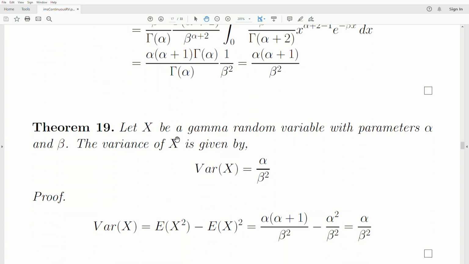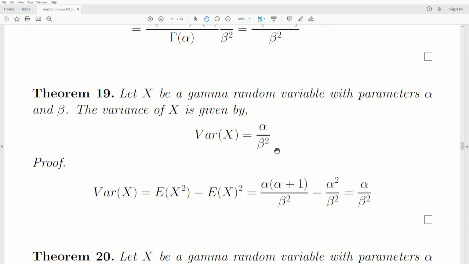Let x be a gamma random variable with parameters alpha and beta. The variance of x is given by alpha divided by beta squared. We're going to use the working definition of the variance of x, which is the expected value of x squared minus the mean squared. Plug in the values that we achieved up there, simplify it, and we get the appropriate answer, alpha over beta squared.